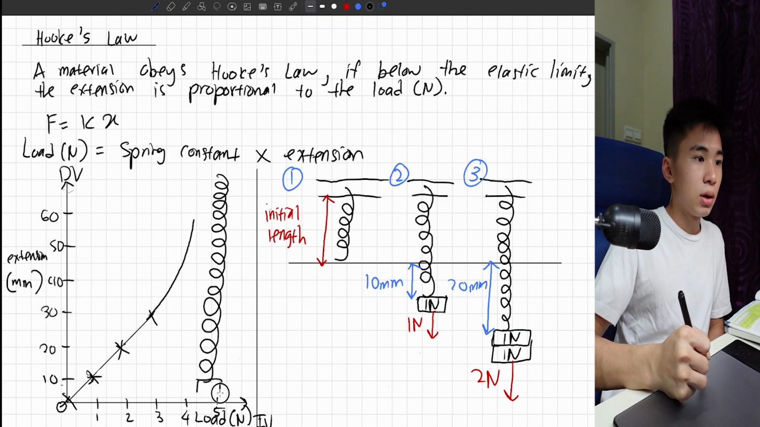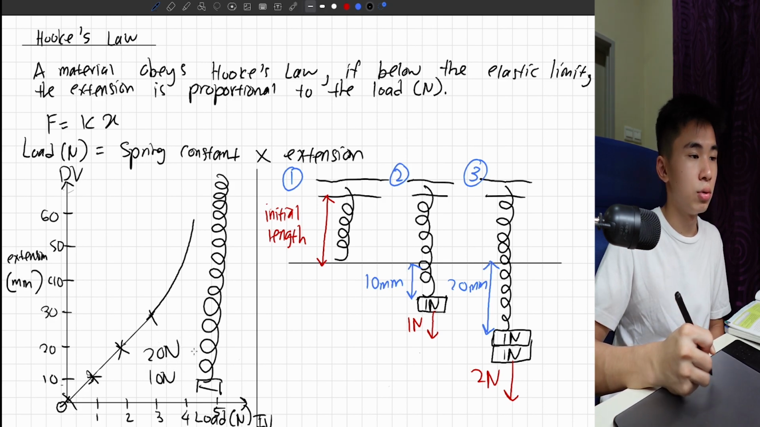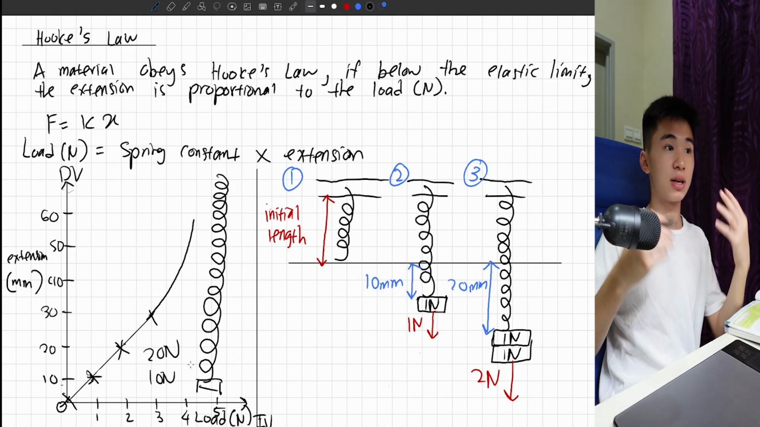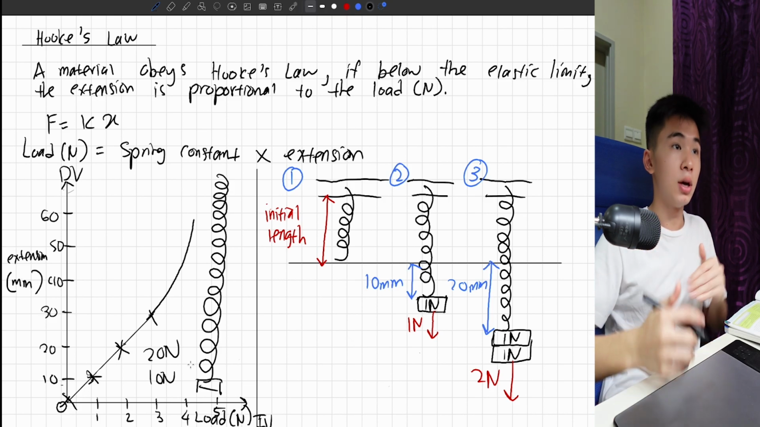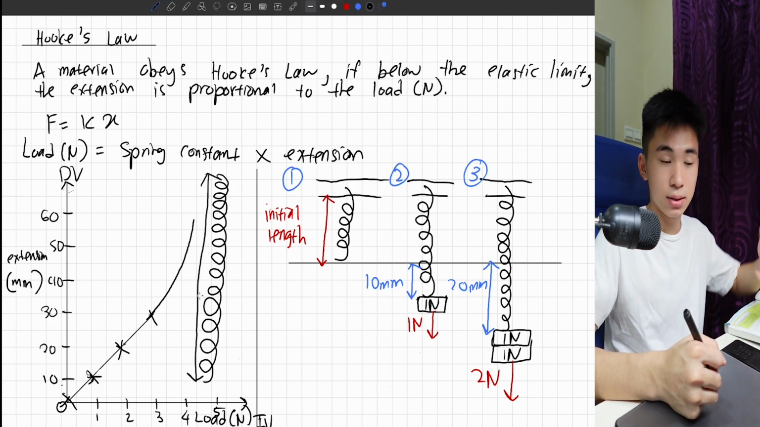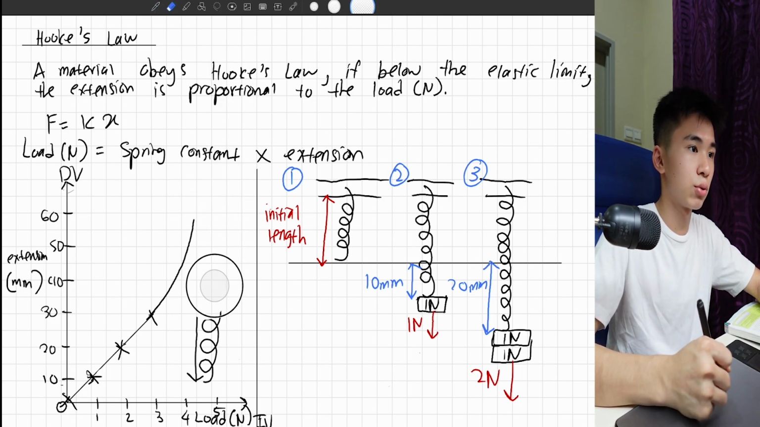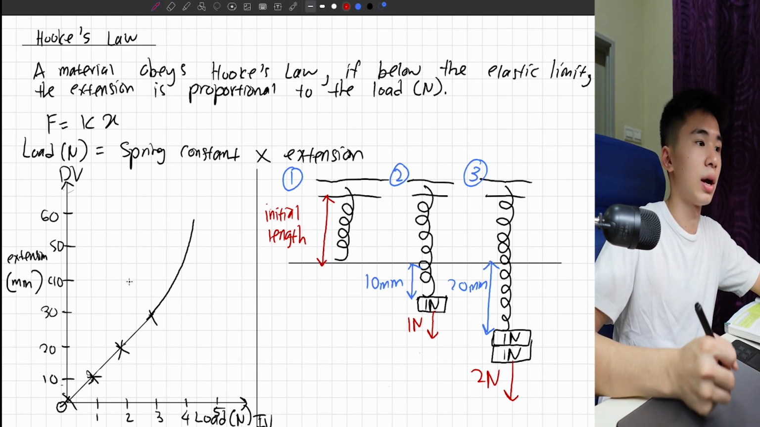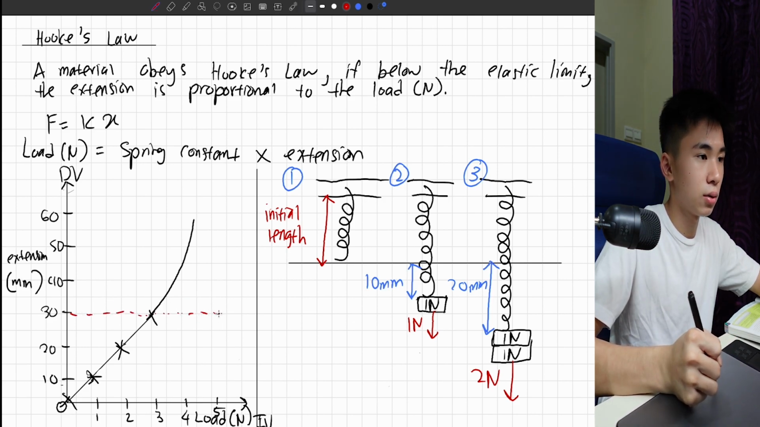So if right here, let's say we have 10 newtons of force or 20 newtons of force, normally if we release the weight, if we release the force, the spring will automatically go back to its own original length, right? So in this case, it has crossed the elastic limit, okay? So let me just erase this spring for a while. Let me draw a line here, okay?